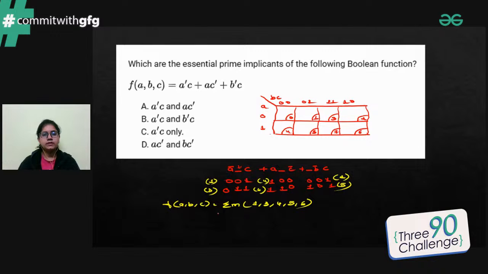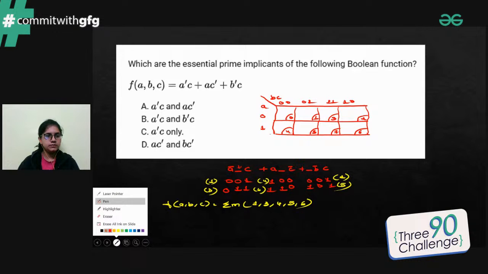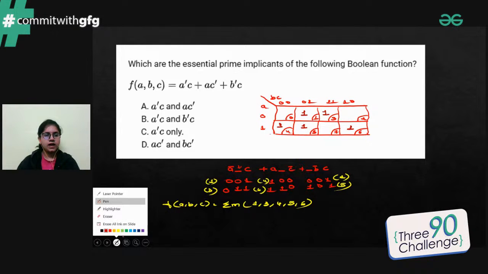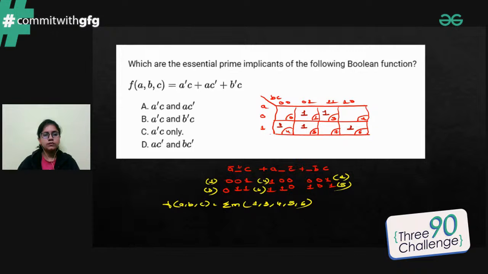Let's put the min term values according to this. First 1 is there, so let's put 1 here. Then 3, then 4, then 5, 6. Now you have to do the grouping, and I hope you know the rule for the grouping. You have to group the maximum possible subgroup, covering the maximum possible subgroup in this.